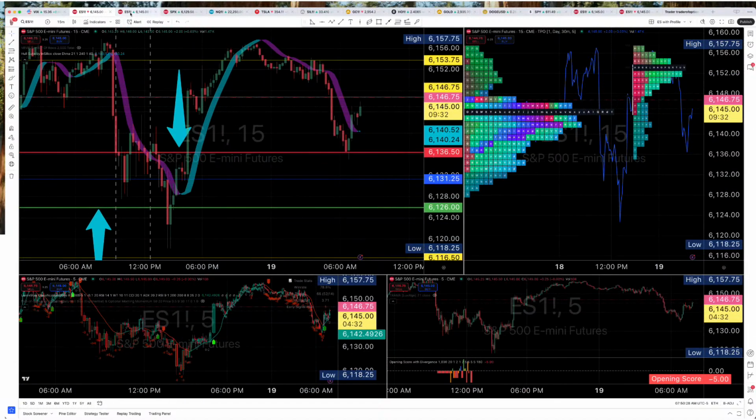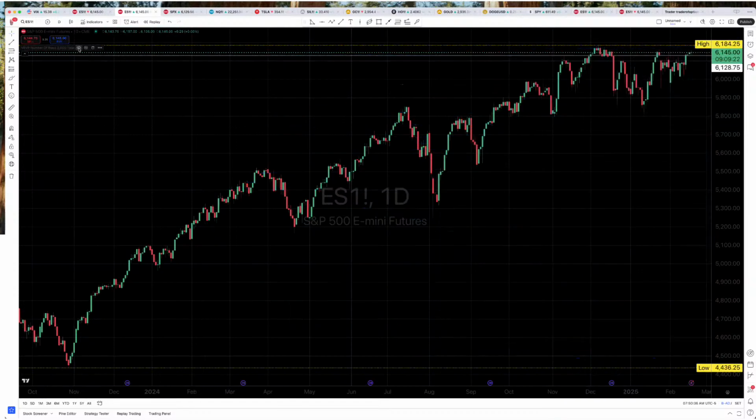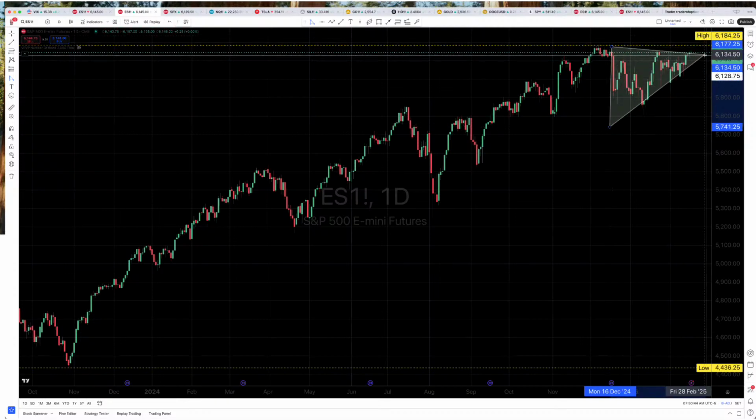Well, you can't really tell from this chart here, but if we go here, you can see that we are moving up and up and up and up. And in fact, it looks like we're creating, I don't know, you would call this an ascending triangle. Let's just draw that. An ascending triangle. That's typically a continuation move.